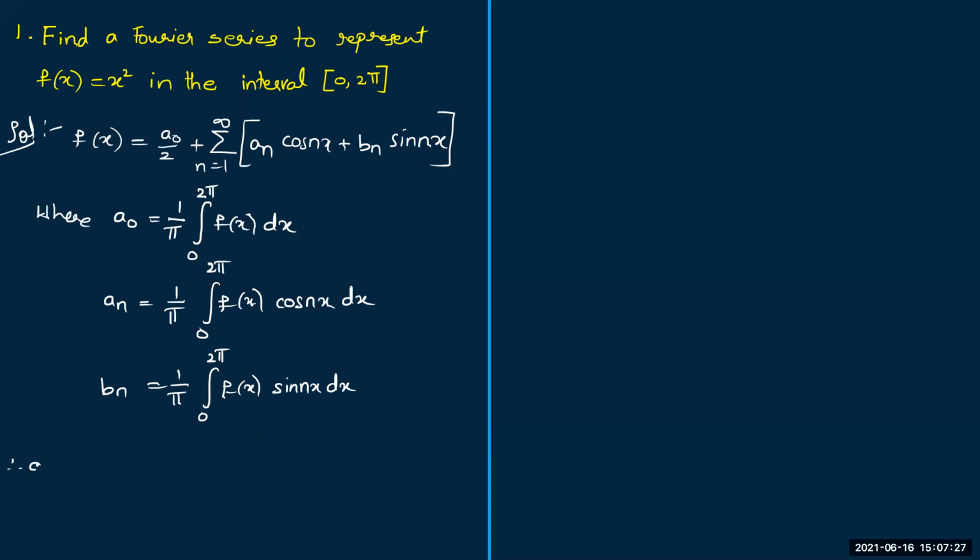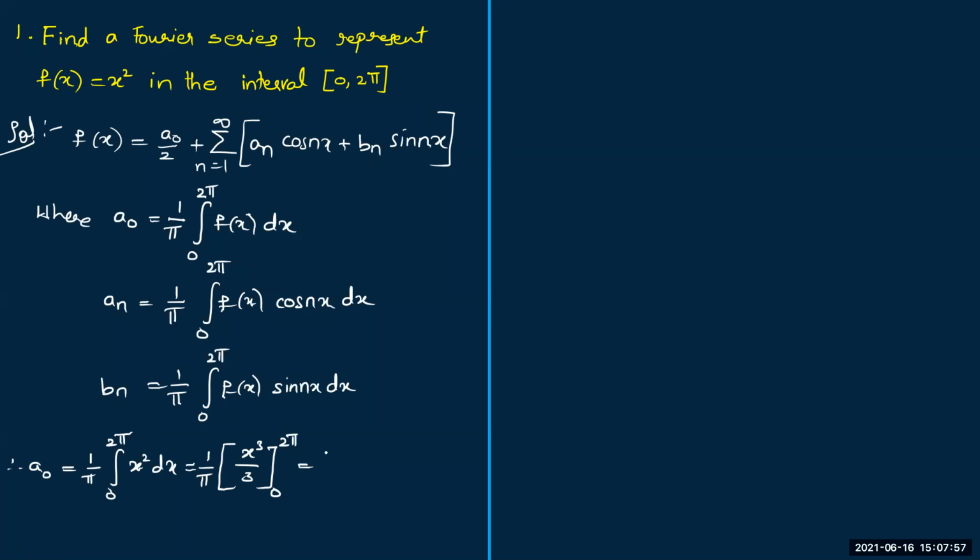So now let me first evaluate what is a naught. A naught is equals to, I'm just using the first formula, 1 by pi into integration from 0 to 2 pi. The function you are given is x square. So I'm substituting x square here, integration of x square dx. As we know, when we integrate x square, we'll get x cube by 3. Integration of x square is x cube by 3 with the limits from 0 to 2 pi.